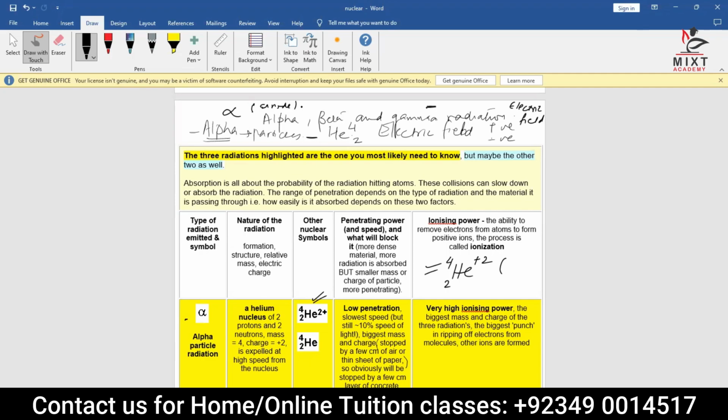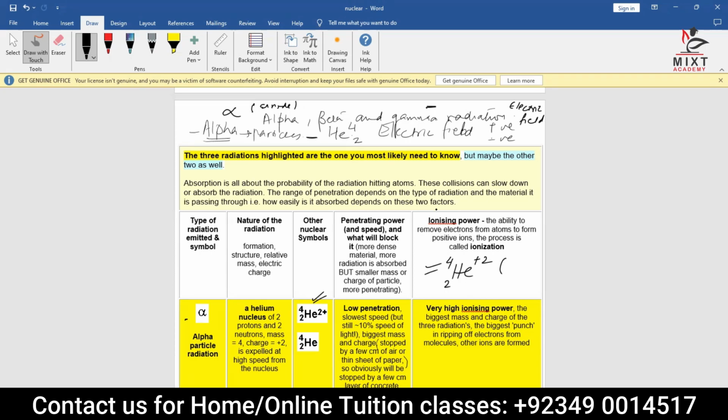Now, next point. Speed. Alpha particles are traveling with the speed of 0.1 times the speed of light. That is the speed of alpha particles.